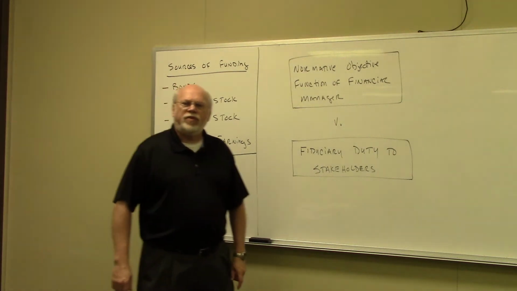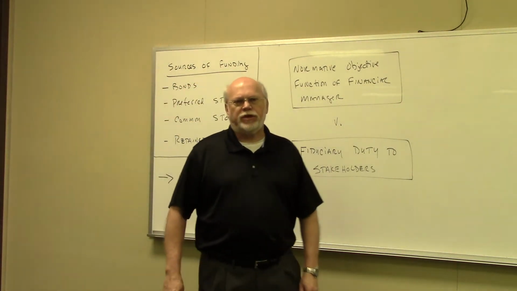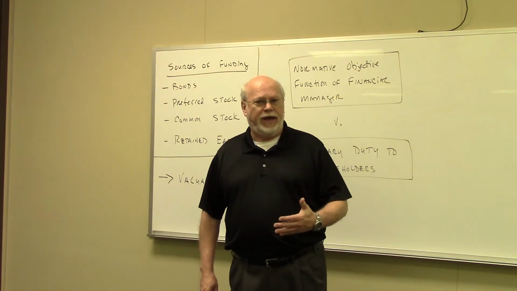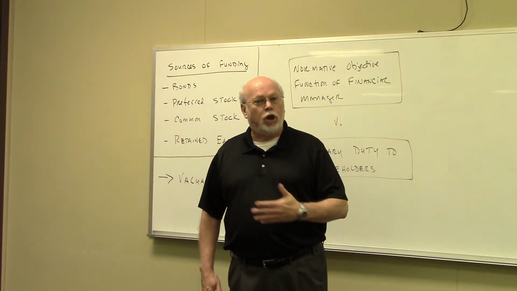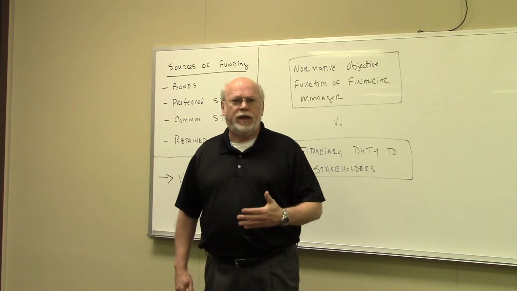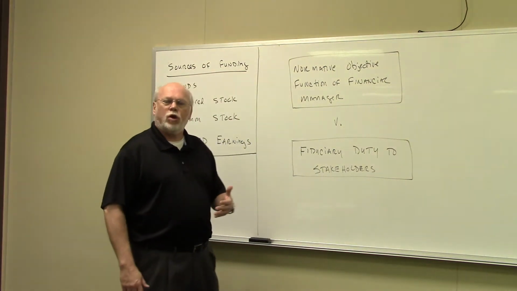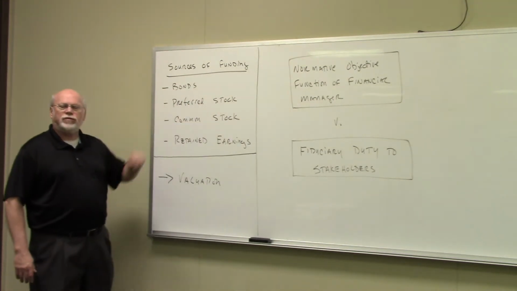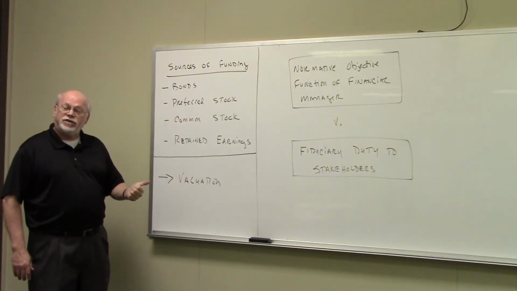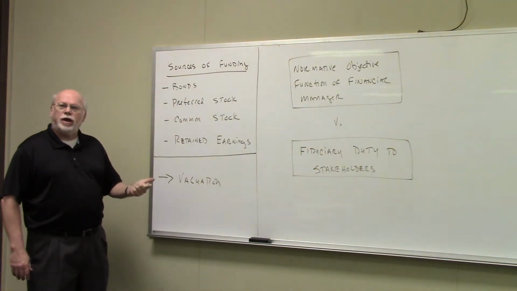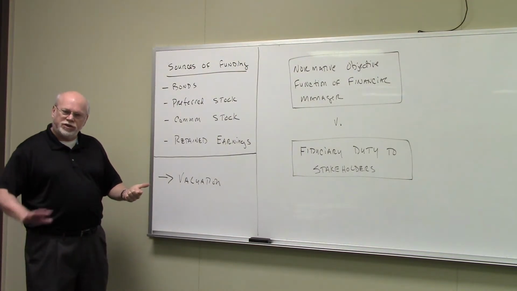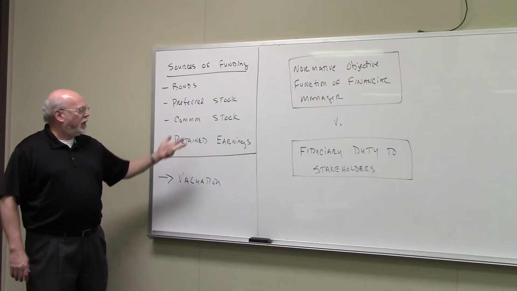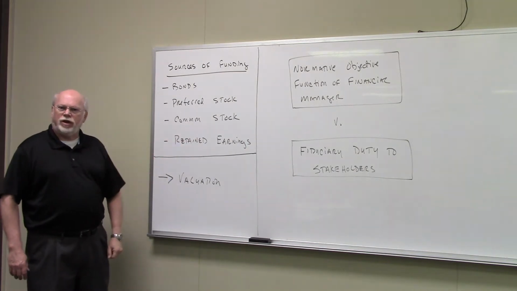Okay, the next part of this series, we're going to talk about sources of funding that a company has. Basically, we're talking about the long-term sources of funding that a company has. And these are all found on the balance sheet of a company. The long-term sources of financing are bonds, corporate debt, preferred stock, which is a different class than common stock, common stock, and retained earnings.